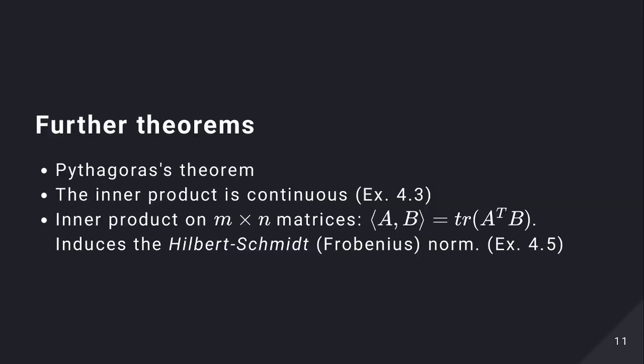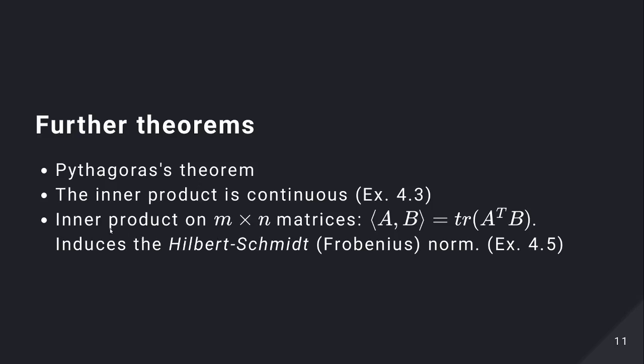So some further theorems, of course, since we were talking about Euclidean geometry, Pythagoras' theorem still works. So if we have two orthogonal vectors, then the squared norm of their sum is the sum of the squares of their norms. Another nice property, which is not too surprising, but actually quite tricky to prove, I found, is that the inner product is a continuous map.